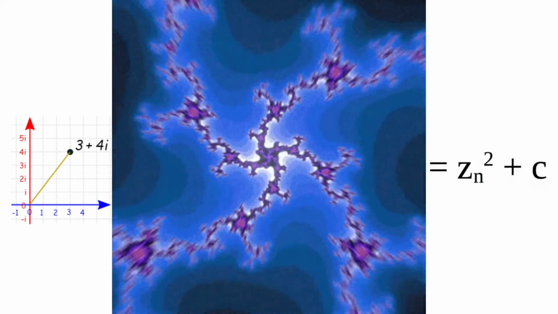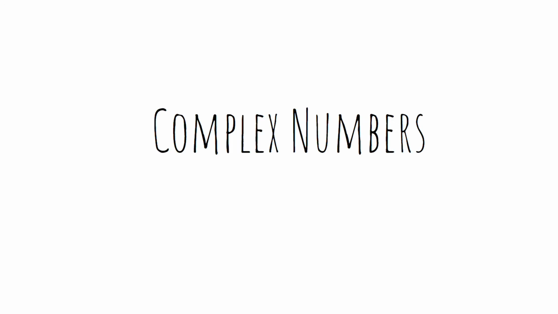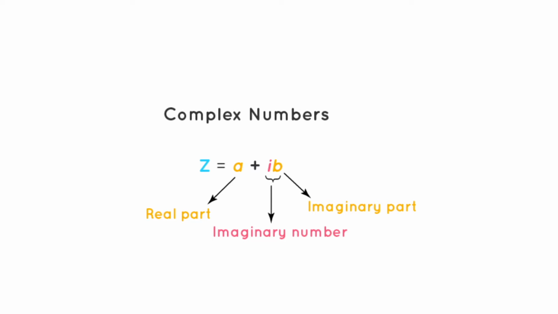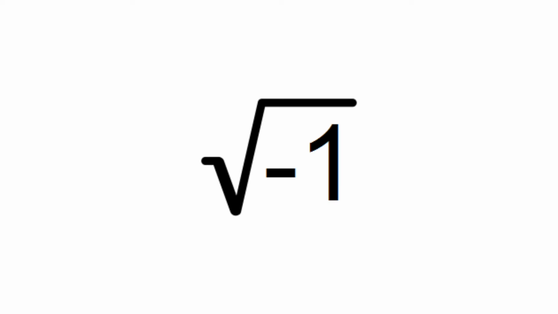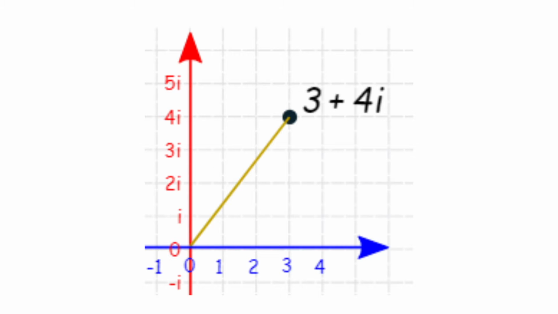To understand how fractals are made, we first need to understand complex numbers. Unlike real numbers, complex numbers add a new dimension. They're written as a plus bi, where a and b are real numbers and i is something special. i is the imaginary unit representing the square root of -1. While this might seem strange, it opens up new possibilities in math. A complex number like 3 plus 4i can be represented as a point on the complex plane, where the real part 3 is on the horizontal axis and the imaginary part 4 is on the vertical axis.